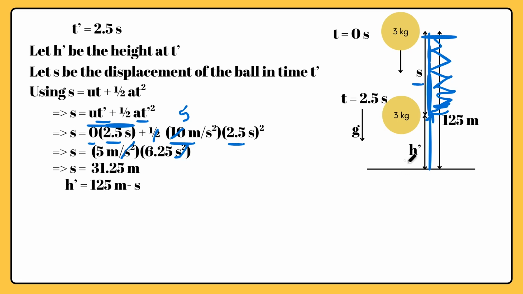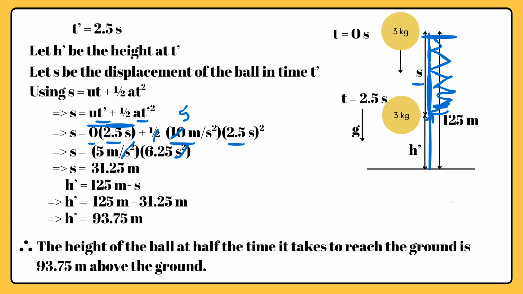Now, in order to find the h dash, we will subtract this s from 125 meters. So h dash is equal to 125 meters minus 31.25 meters. That gives us the value of h dash to be 93.75 meters. So the ball is located at a height of 93.75 meters at halftime.